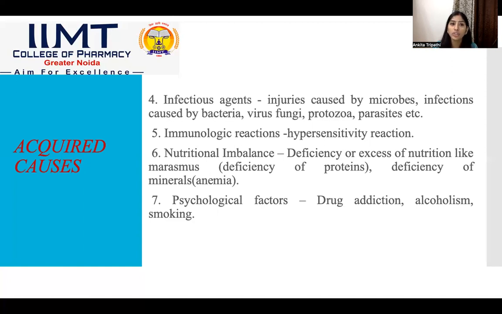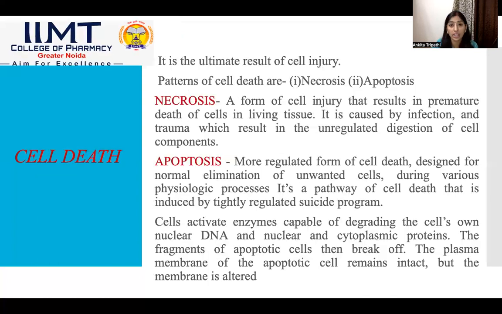Psychological factors. Psychological factor means when our brain functions like, if I don't get this, I will not work. The best examples are smoking, alcoholism, and drug addiction. What happens if we consume alcohol? It affects our liver, which decreases our metabolic function. Ultimately, fatty liver or cirrhosis of the liver occurs. This is how psychological factors like drug addiction, alcoholism, and smoking cause cell injury.